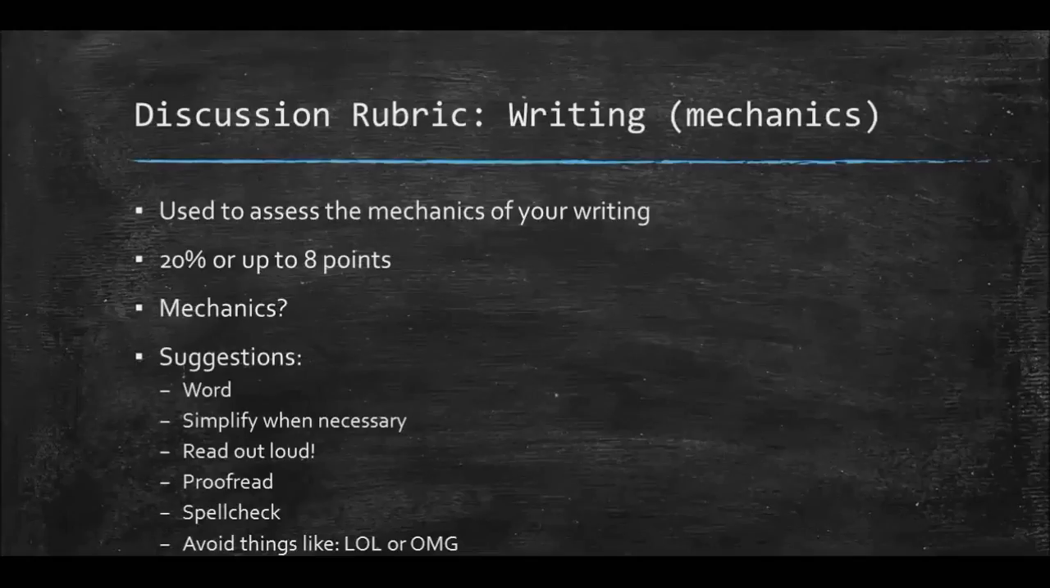The writing category is used to assess the mechanics of your writing within all of your posts, and it is worth 20% or up to 8 points. What does mechanics mean? It means that your writing is also being assessed on grammar, typographical and spelling errors, and overall organization of thought, because your post should be, according to the rubric, easily understood, clear, and concise. When there are significant errors present, they detract from your writing being easily understood, clear, and concise throughout.